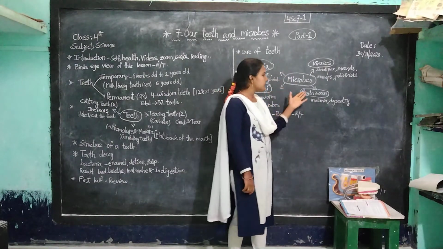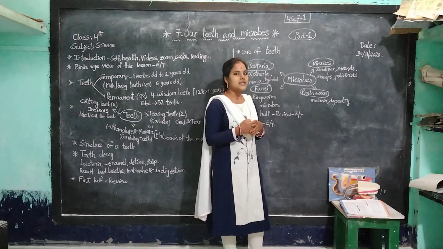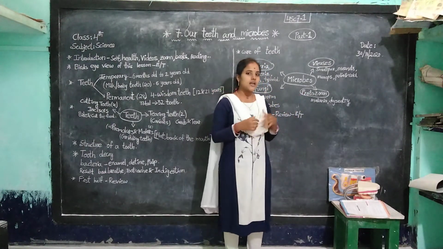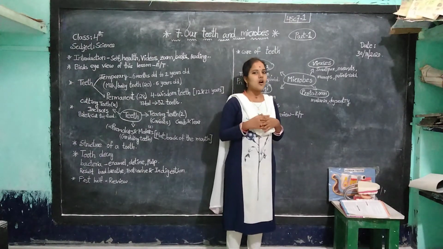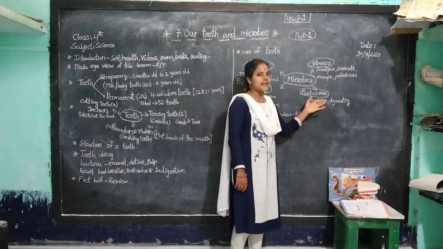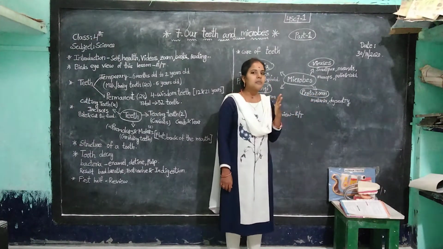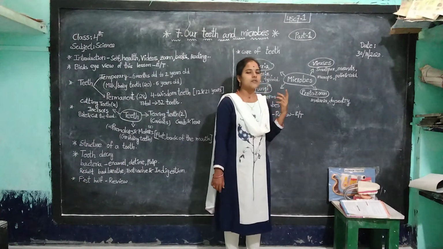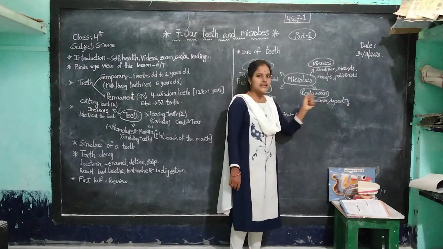Next one, protozoa. Protozoans are one-celled animals. Most protozoans are harmless, and only a few are harmful to us. These cause malaria and dysentery.